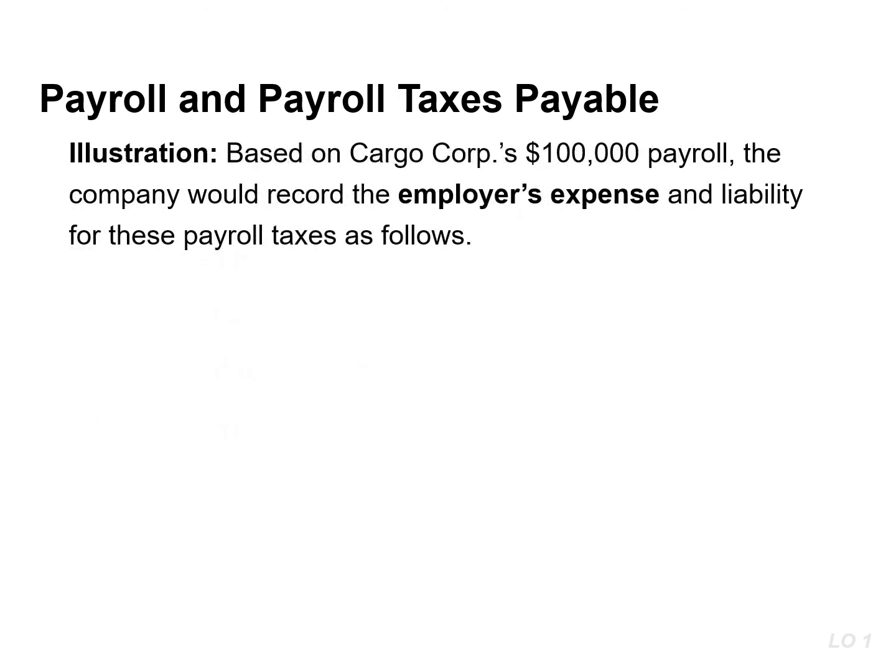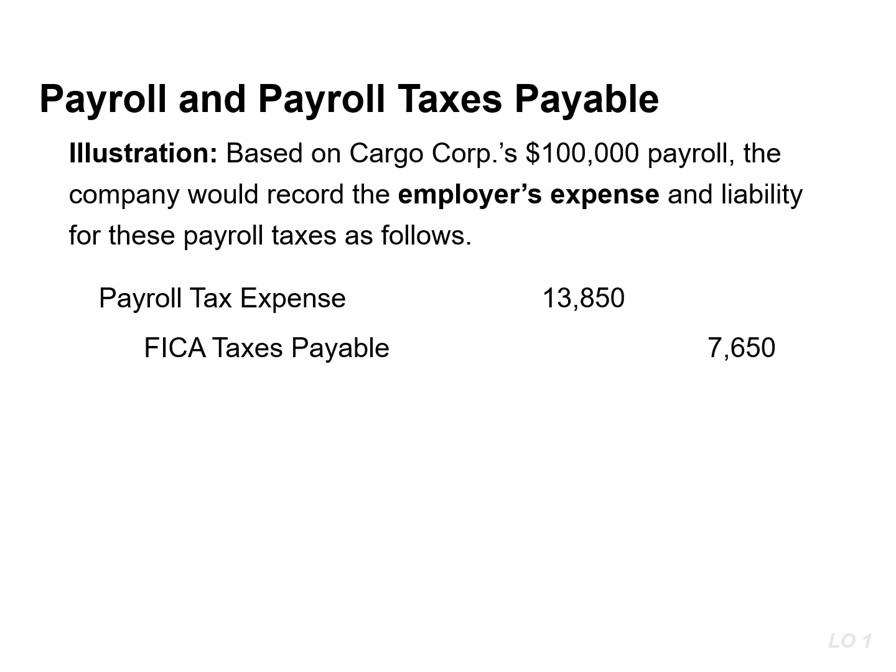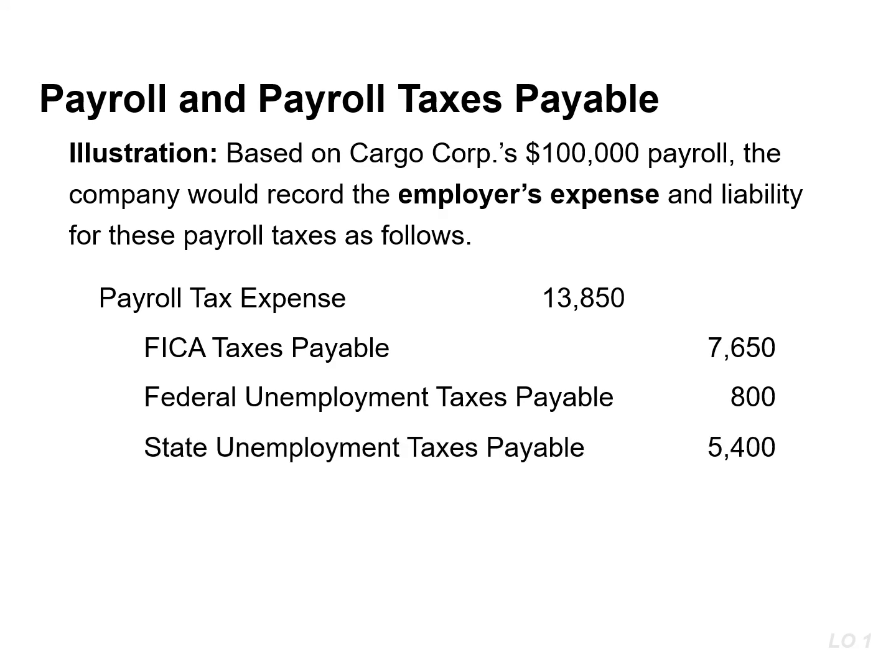Based on this company's $100,000 payroll, it would record the following entry to record payroll taxes of $13,850 by debiting payroll tax expense. Payroll taxes include the employer's share of FICA. This is the same amount withheld from the employees. In this example, it's $7,650. It also includes both federal and state unemployment taxes. In this example, the federal unemployment tax is $800 and the state unemployment tax is $5,400.